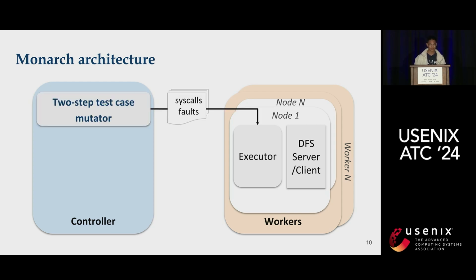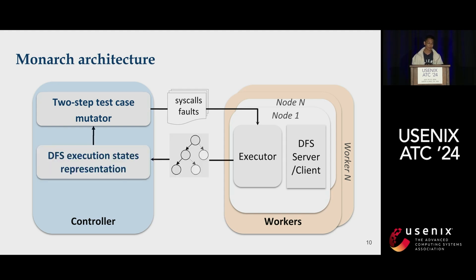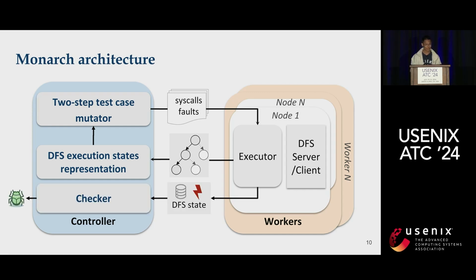On the controller side, there are three components. Firstly, there's a mutator, which produces test cases including syscall sequences and the injected faults. It will distribute the test cases to different workers and different nodes. And then there's a component that collects the different execution states from executors and aggregates them as feedback for the mutator. Finally, there's a checker.